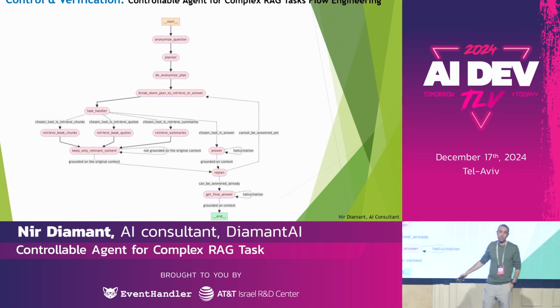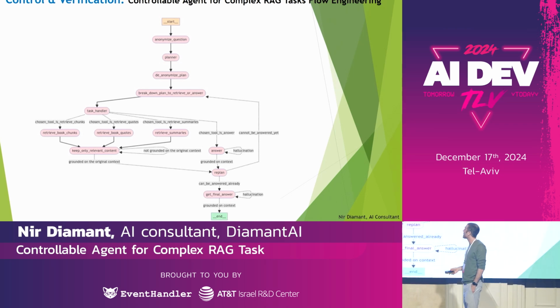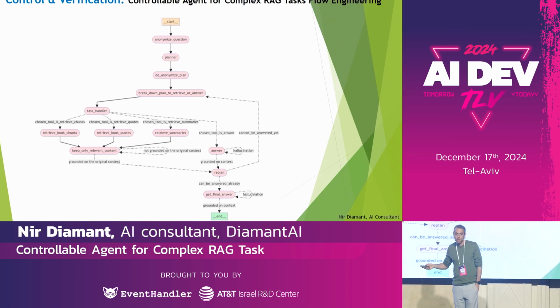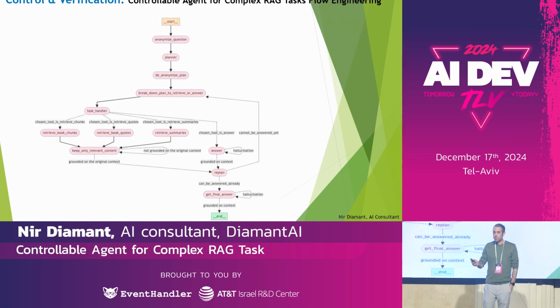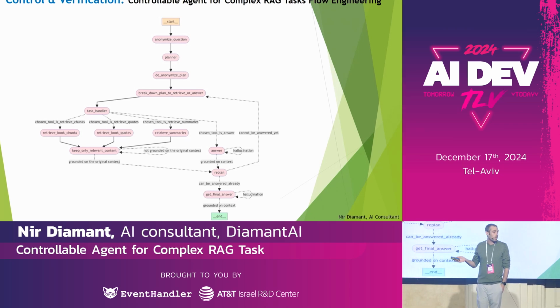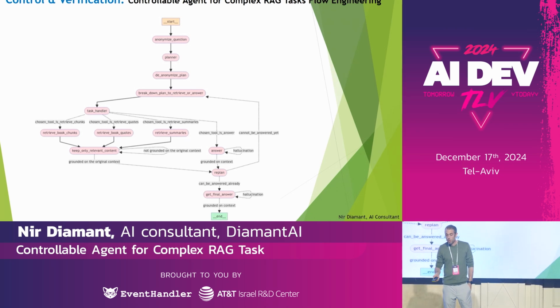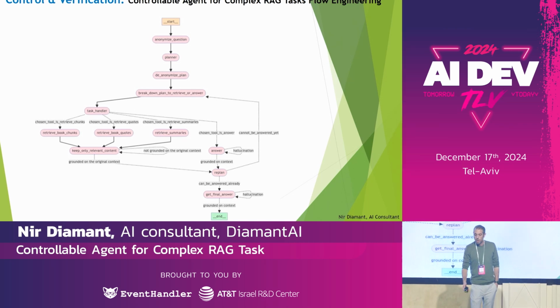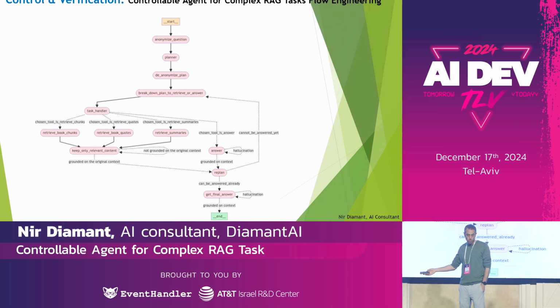So this might be a bit overwhelming. This is the whole solution. So stick with me, I'm going to go over this quickly. First, we start with our query. We want to anonymize the question. We want to build a plan. We want to de-anonymize the plan. And then we want to break down the plan into either retrieve or answer tools.